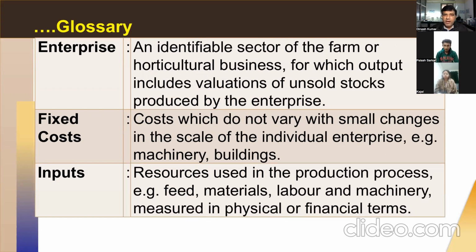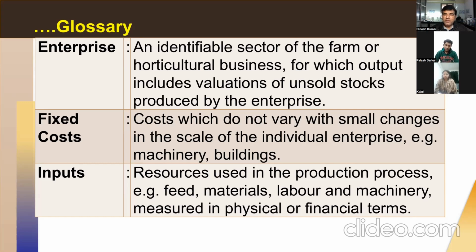Enterprise: an identifiable sector of the farm or horticultural business for which output includes valuation of unsold stocks produced by the enterprise. This is the typical definition of an enterprise. Fixed cost: cost which does not vary with small changes in the scale of the individual enterprise. For example, machinery and buildings. That is your fixed cost.